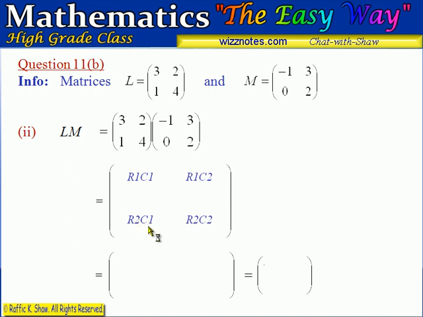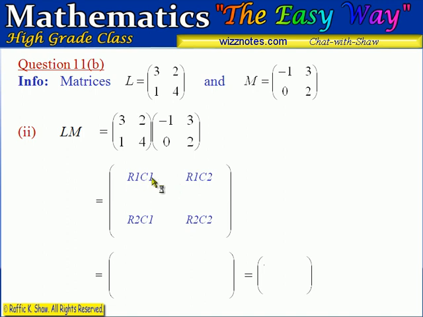And I've inserted codes here to demonstrate how the matrix multiplication is done. Now, R1, C1 here means row 1, column 1. The element here is in the first row and the first column. So what it means is we have to multiply the first row of this matrix by the first column of this matrix. When we do our multiplication in matrices, we take the rows from the first matrix and the columns from the second matrix.